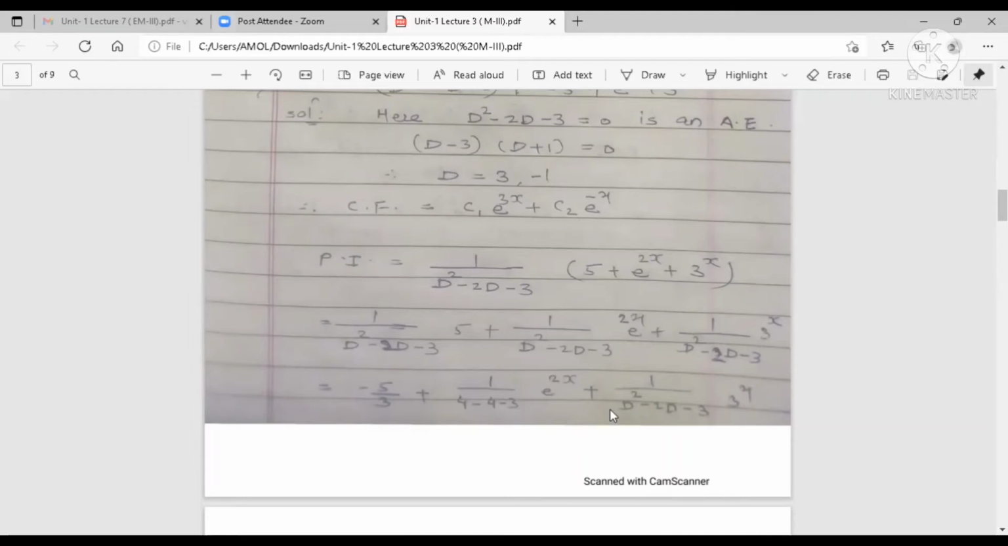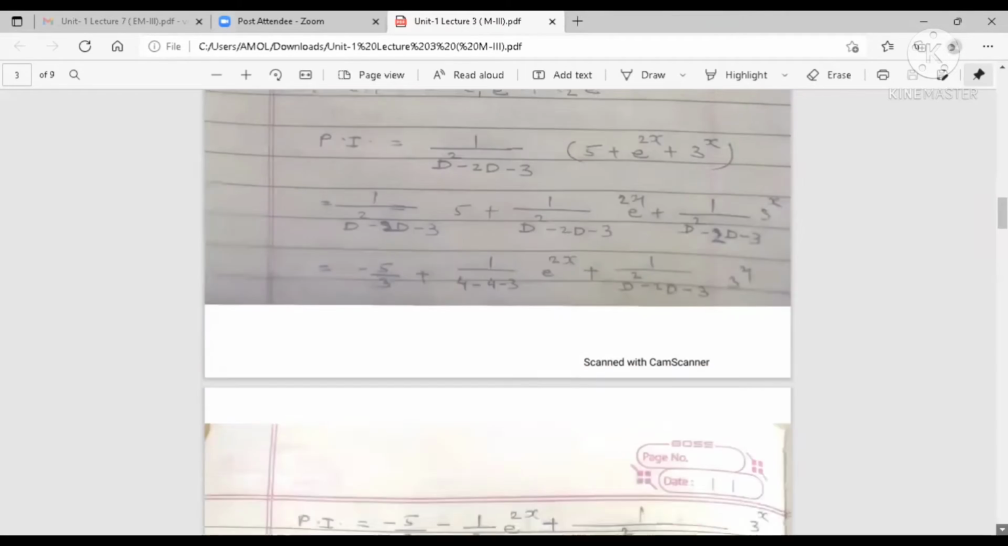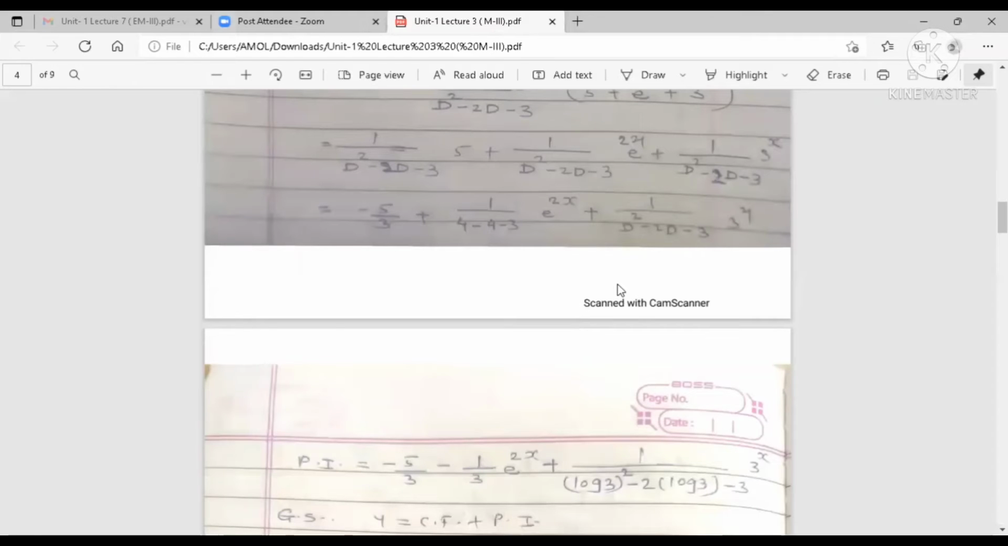Now the next term, the function is 3 raised to x. It is a function in the form of a raised to x. When the function is a raised to x, then we replace d by log of a. Now the value of a is here 3. So replace d by log of 3. So from this step, the first term is minus 5 by 3 as it is.